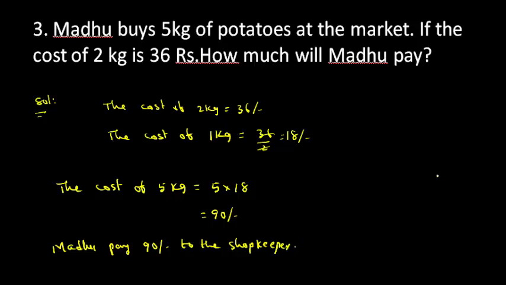The cost of 2 kgs is 36 rupees. Cost of 1 kg is 18 rupees. How many kgs of potatoes did Madhu buy? 5 kgs. So the cost of 5 kgs is equal to 5 into 18. 5 eighteen is 90 rupees. So Madhu pays 90 rupees to the shopkeeper.